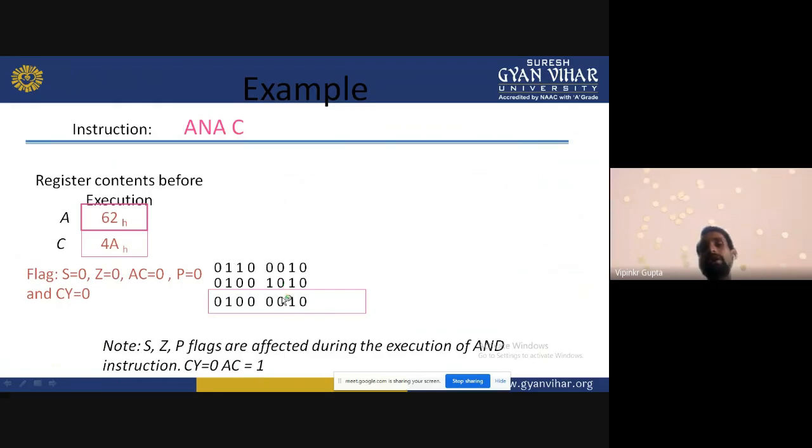0 AND 0, 0. 0 AND 1, 0. 0 AND 0, 0. 1 AND 0, 0. 1 AND 1, 1. 0 AND 0, 0. So that is the way we are knowing about the AND operation truth table before going to this example, because we can perform the operation with the help of that truth table. So as Z and P, sign flag, zero flag, and parity flag are affected. Flags are affected during the execution of AND instruction. And carry flag is always zero, and auxiliary carry is one.